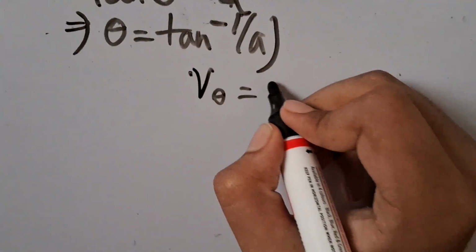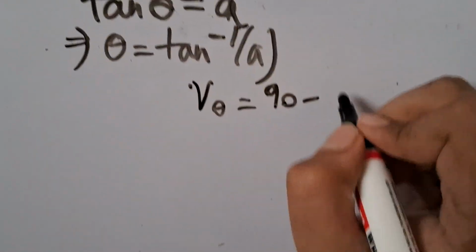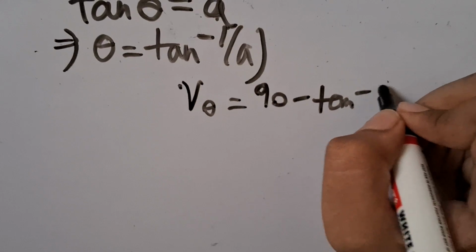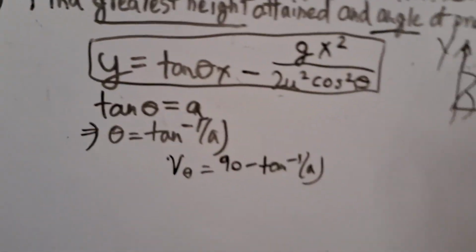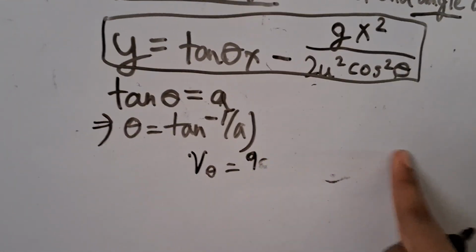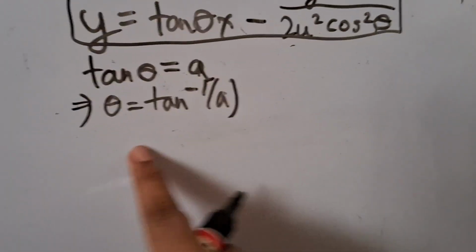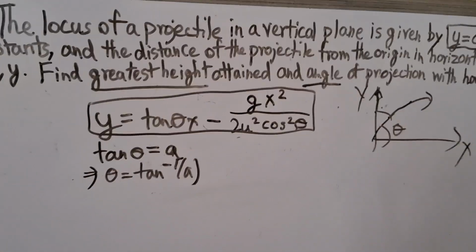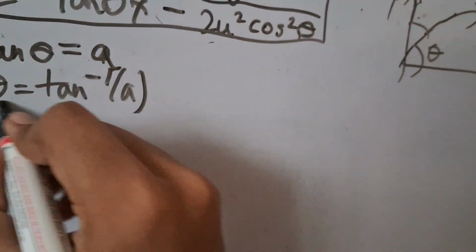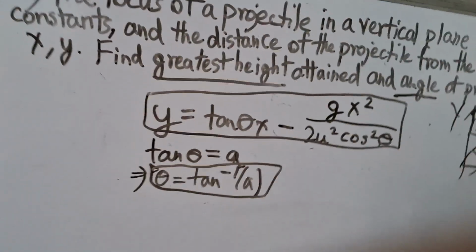What would you do? You would have done 90 minus tan inverse a. But you have not been asked that. You were asked the angle with the horizontal, so you have to do what you were asked in the question. Read the question, then do. But we have 90% of the question still left. So this is one of our answers: theta is tan inverse of a.